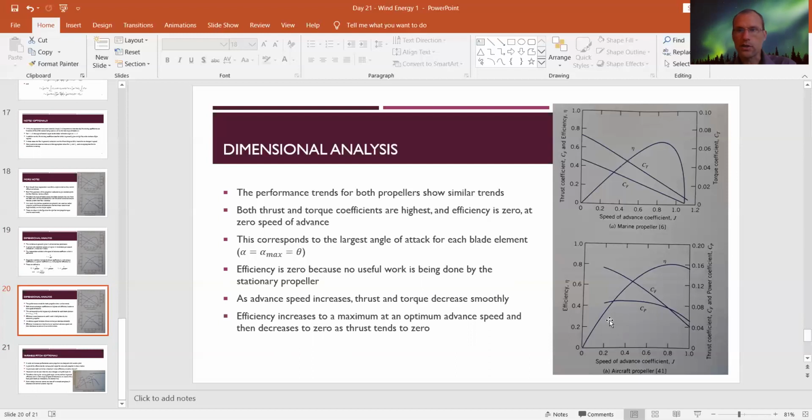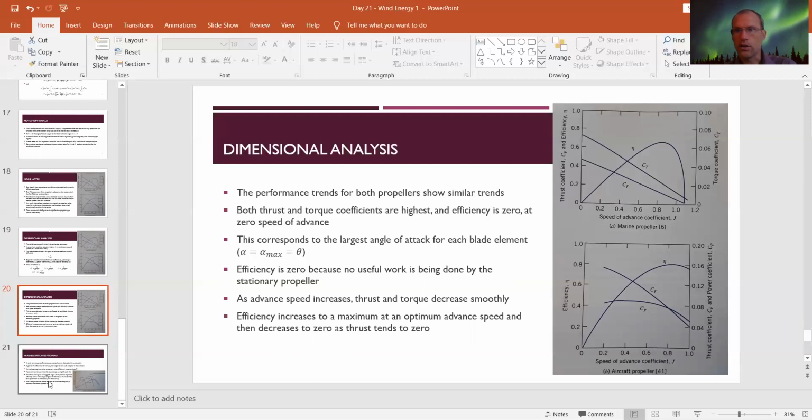But efficiency is going to increase to some maximum value. We see in both cases I have some maximum value of efficiency at some value of the speed of advance coefficient. Same thing for the aerial applications, have some maximum value. And then after that maximum value it goes back down to 0, as my thrust goes down to 0 as well. So those are the general curves for thrust, torque, and power coefficient for these propellers.